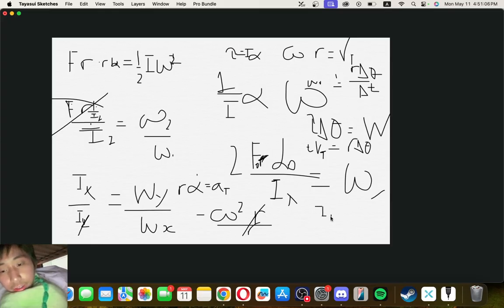I omega squared. Wait, no, because you can't have that. Oh my days, you legit cannot get rid of R. I'm telling you, you cannot get rid of R. You straight up cannot get rid of R.